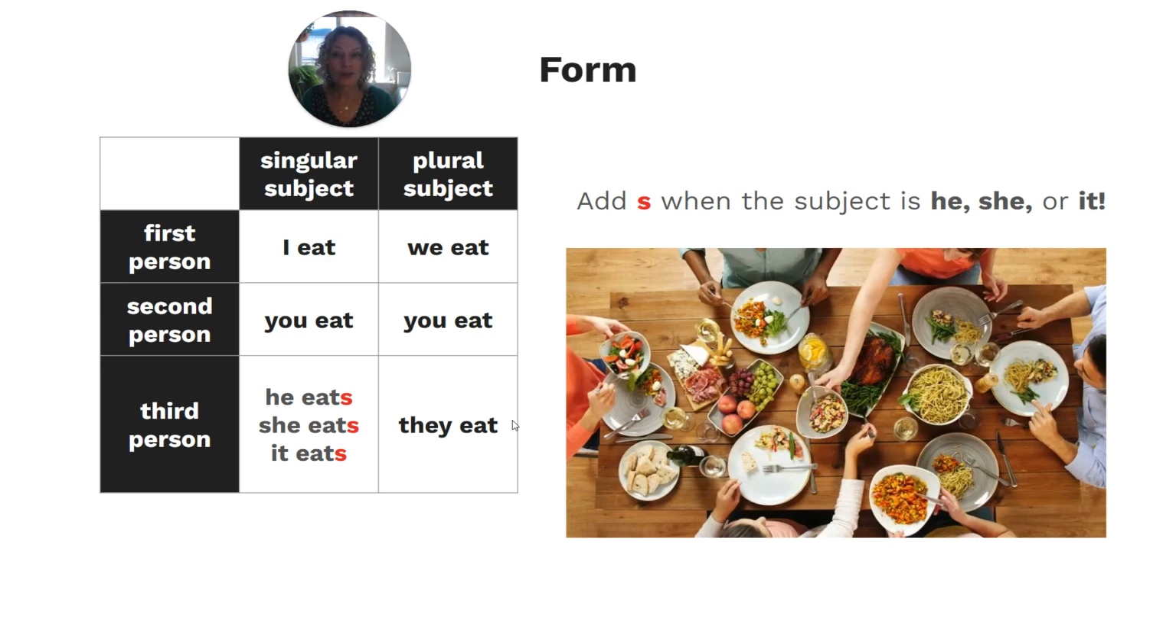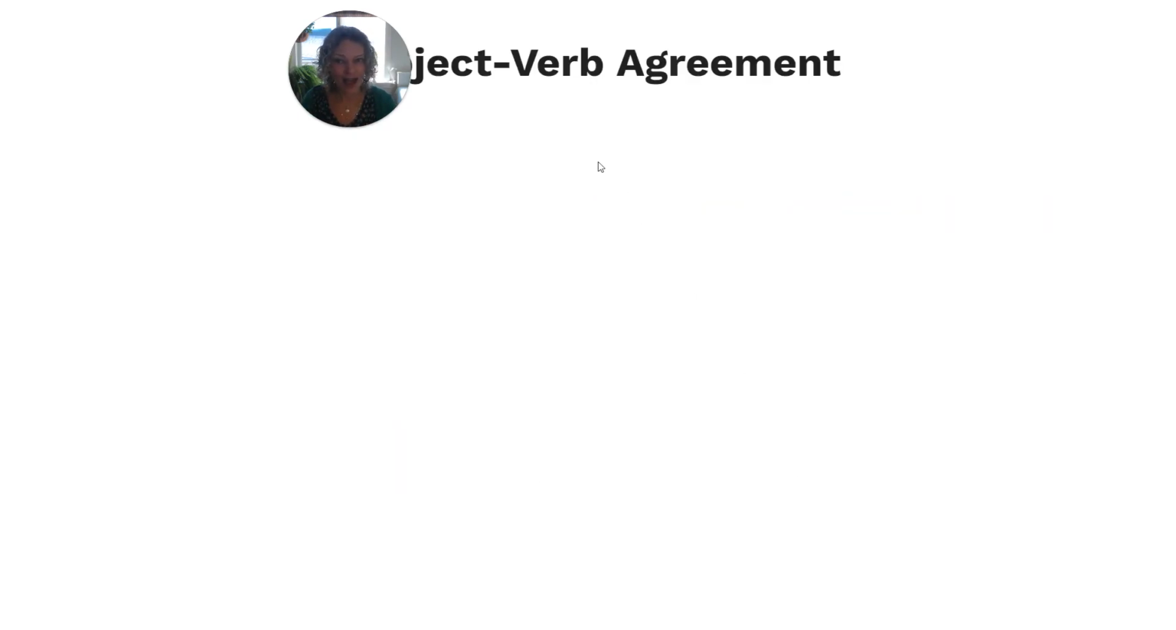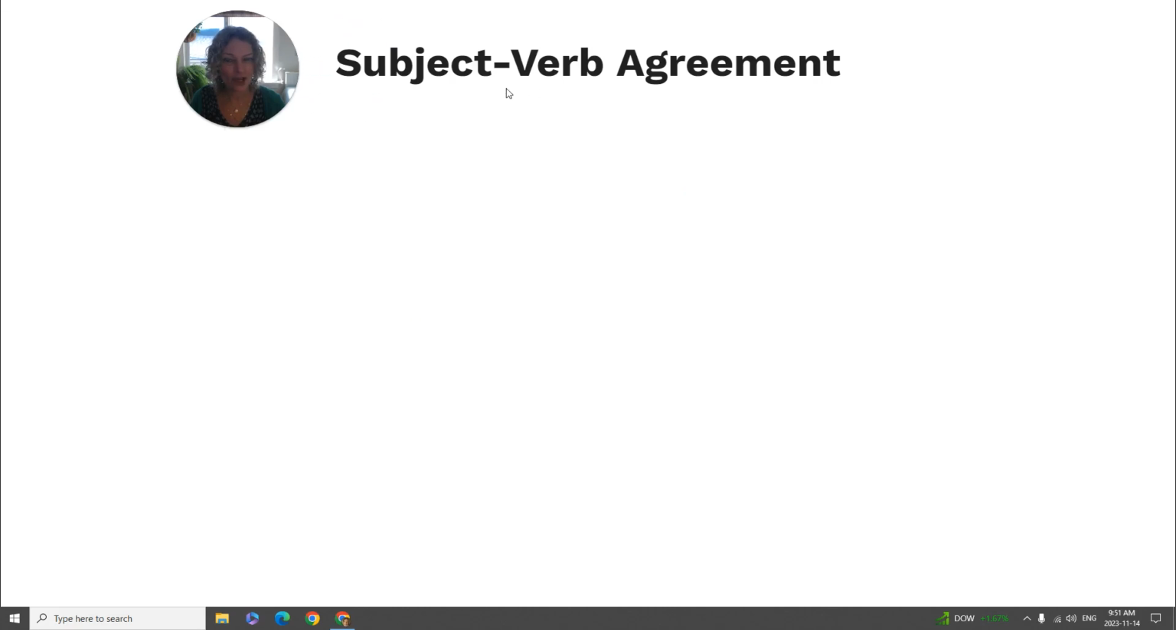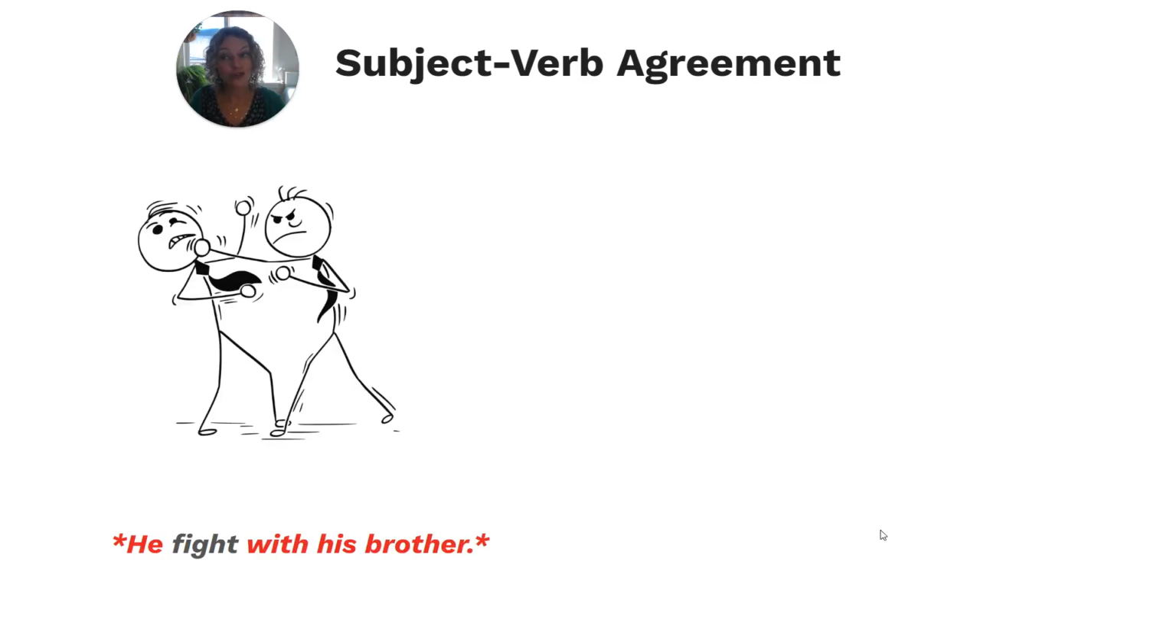So for every verb, this is what's called conjugation, and that's what you need to learn to get your grammar right with verb tenses. You need to know how to change the verb depending on the subject. And if you don't get the right match between the subject and the verb, you have what's called a problem with subject-verb agreement. So this is one of the most common mistakes with grammar. It's when your subject and your verb do not agree. So it's like these two guys fighting with each other, right?